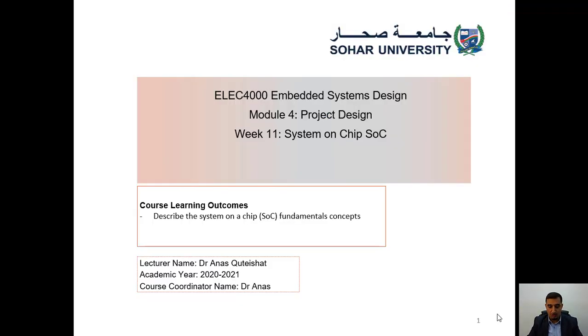So today we are going to talk about system on chip, and what is a system on chip. Now, up till now we have discussed microcontrollers, and we talked about microcontrollers in full details, because when it comes to an embedded system, we want a standalone system. So basically most of the time we are discussing the option of microcontrollers.